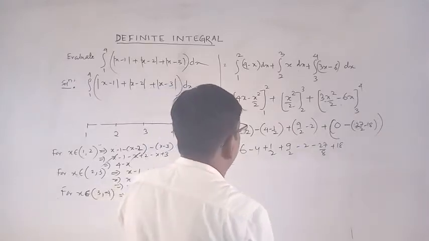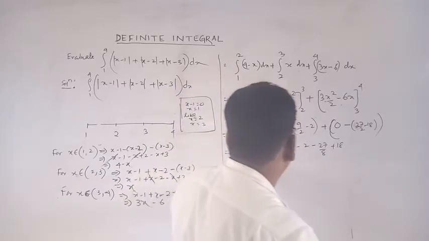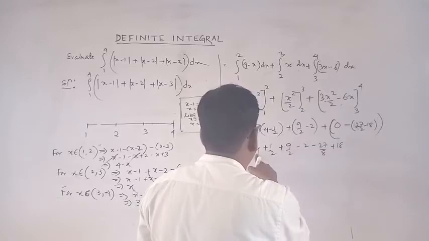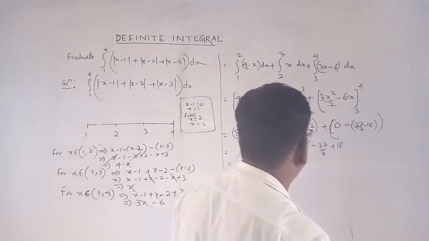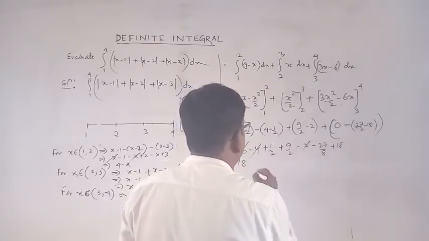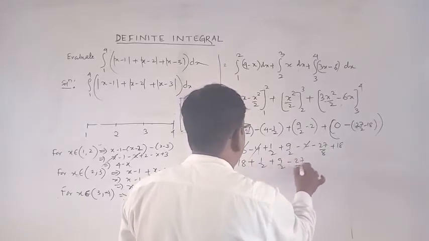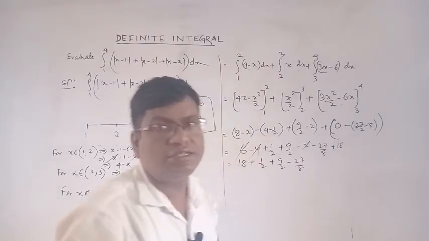24 minus what? This cancels. Okay. Minus 2, minus 4, minus 6, this cancels, and this is what? 18. 18 plus what? 18 plus half plus 9 by 2 minus 27 by 8. Okay, calculating this result.